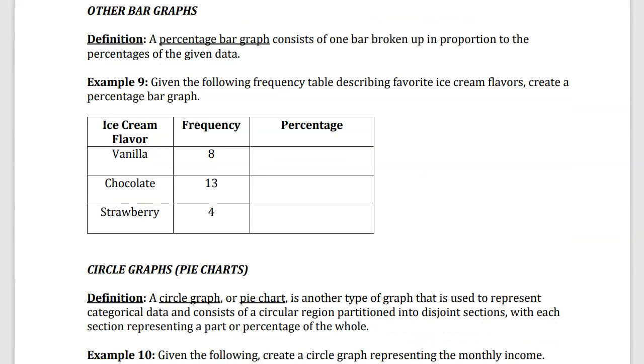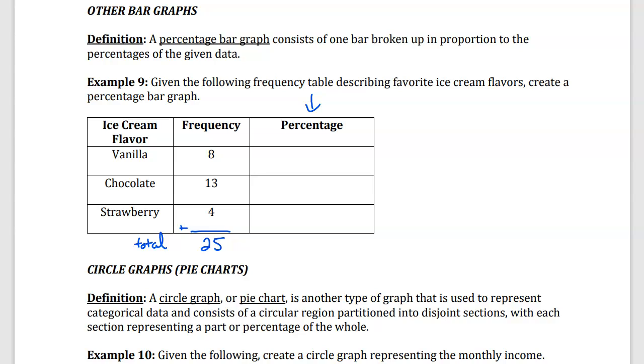Now let's look at two other types of graphs. One of them is what is considered a percentage bar graph. It's one broken up in proportion to the percentages. So the first thing that we have to do is find the percentage. In order to find the percentage, we have to first know what our total frequency is. So we have to add up the frequency. Looking at this, 8 plus 13 plus 4, that's going to give me a total of 25.